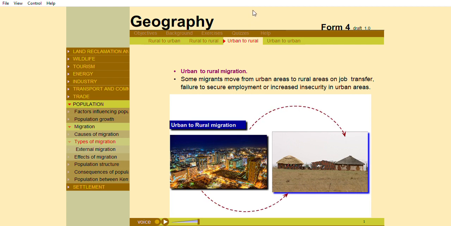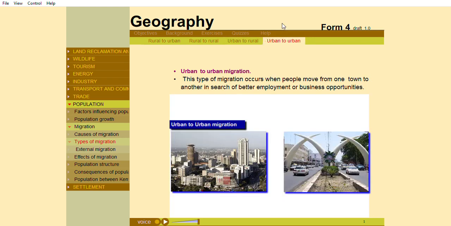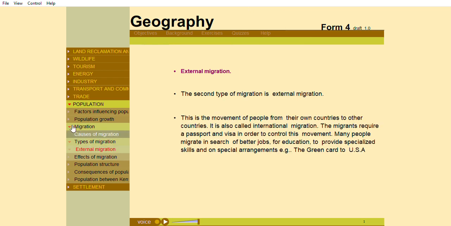Some migrants move from urban areas to rural areas on job transfer, failure to secure employment, or increased insecurity in urban areas. Urban to urban migration. This type of migration occurs when people move from one town to another in search of better employment or business opportunities. External migration. The second type of migration is external migration.